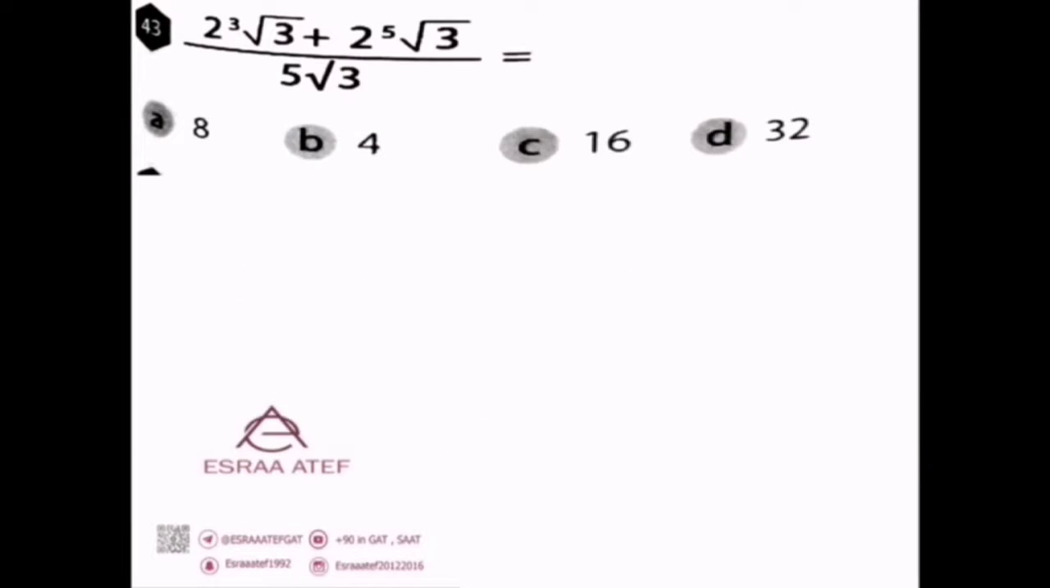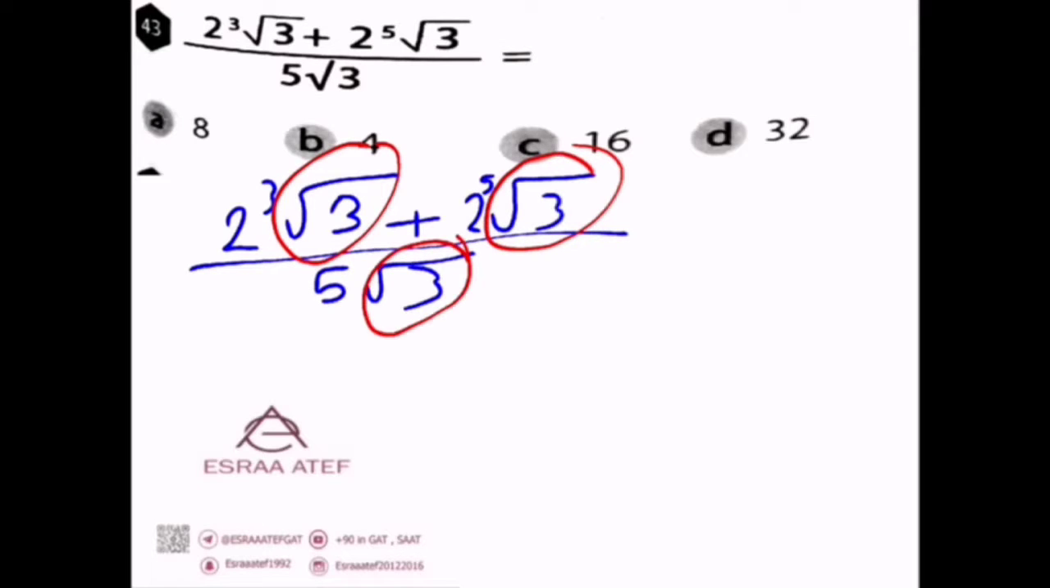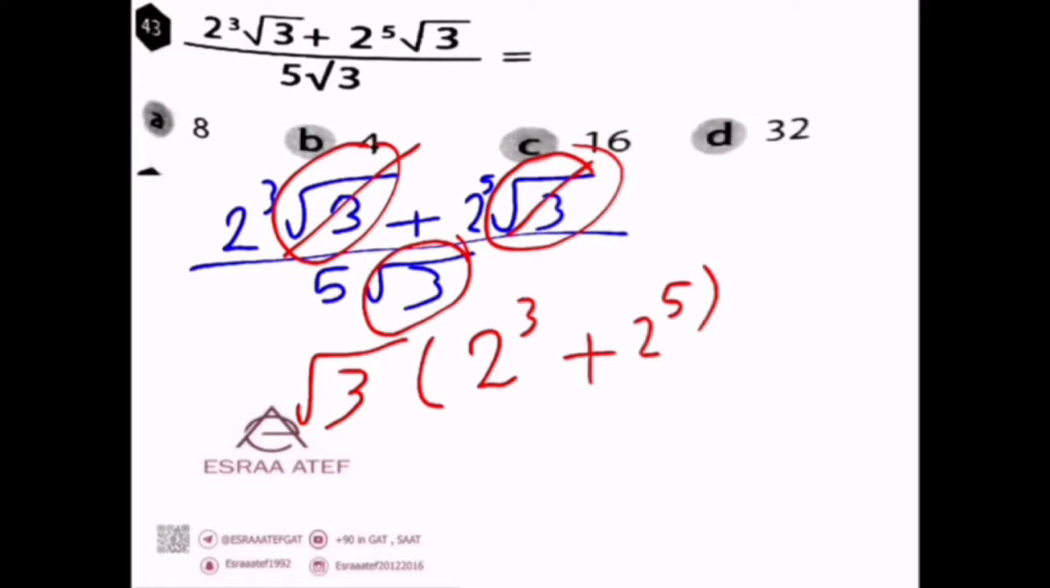Here we have 2 cubed square root of 3 plus 2 power by 5 square root of 3, and at the bottom 5 square root of 3. How can we solve it? If we look at it, we have square root of 3 here, square root of 3 here, and square root of 3 in the bottom. So we can take it as a common factor outside. If we take it, we will delete it from here. So we have brackets in which we have 2 power by 3 plus 2 power by 5, and at the bottom we have the same 5 square root of 3.